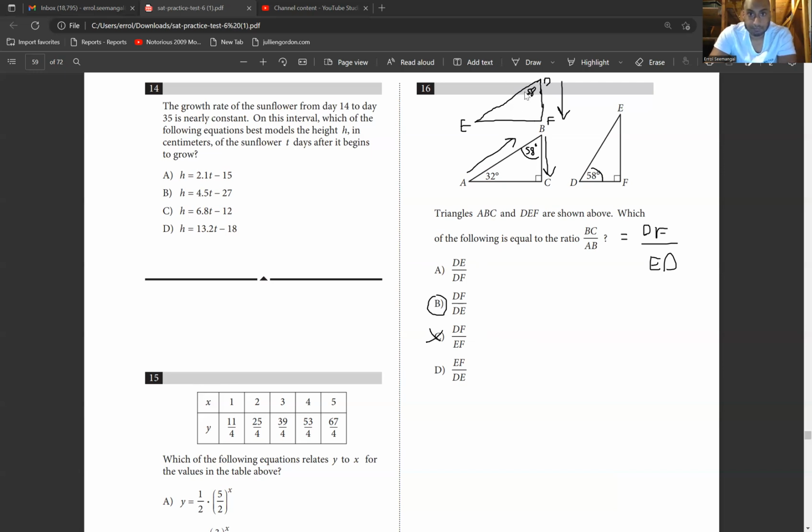All right. That one's just a matter of changing the orientation of the second triangle. Okay. All right, that's 16, 17.